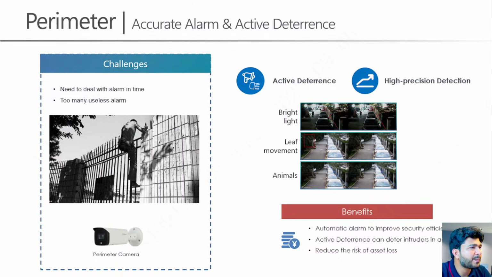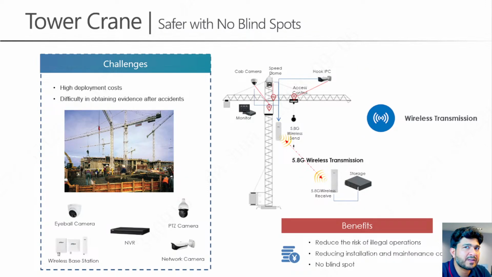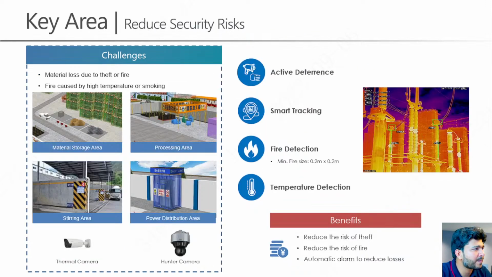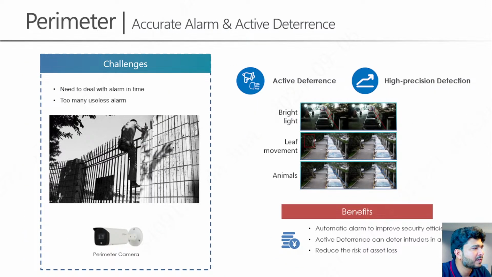So for the perimeter, what are the challenges? If we don't have any kind of device which can monitor our fences, anybody can come by jumping the fences and do some mischief inside. They can steal something, or damage our important assets inside the premises, and that will not be monitored because we are not using any kind of devices.